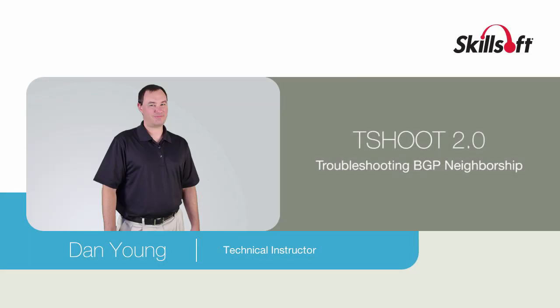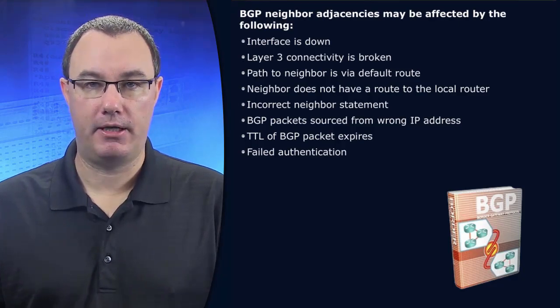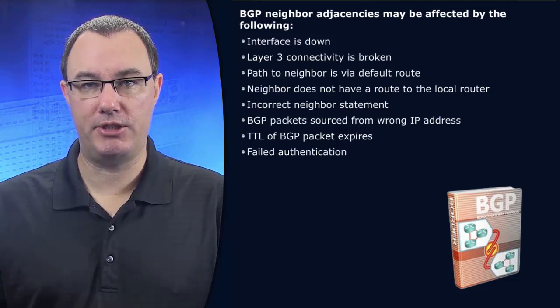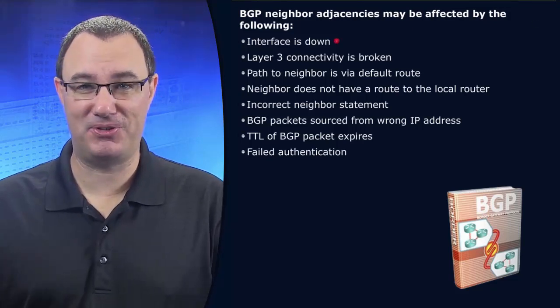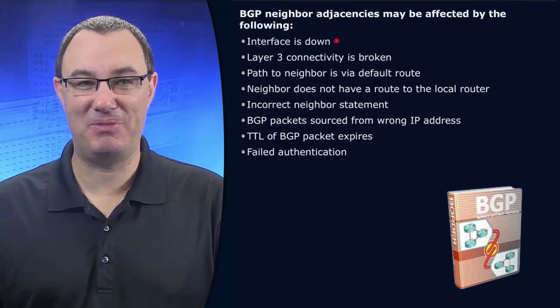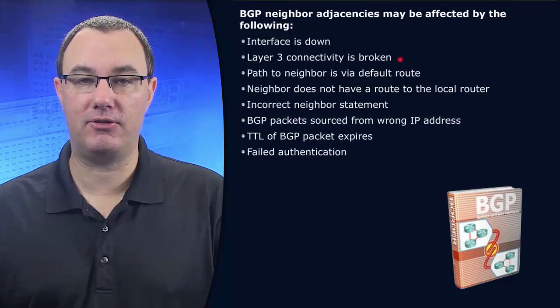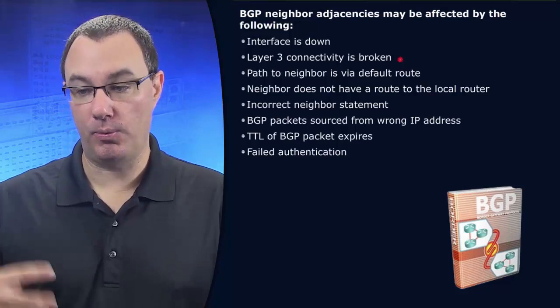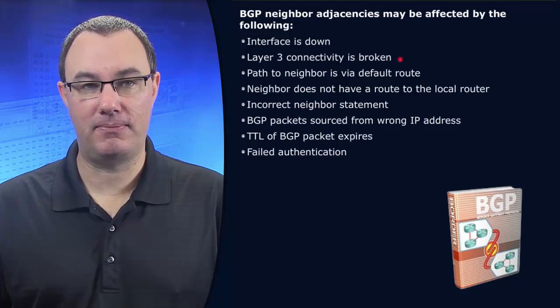When we look at the troubleshooting of BGP neighborships, these are really quite a bit different than any other routing protocol. Just the very nature of BGP is fundamentally different. But we still have a few of the usual suspects. Interface could be down. We might not have layer 3 connectivity. Now this is different because it's possible that we may need a router to route our neighborship packets between devices.